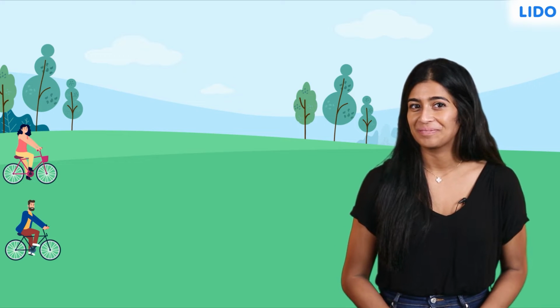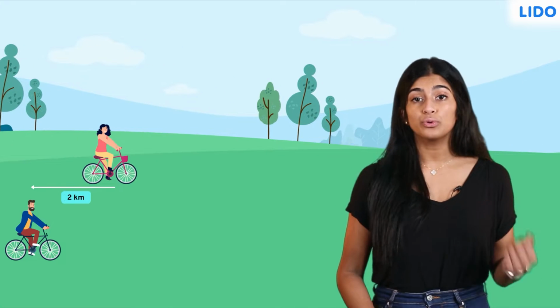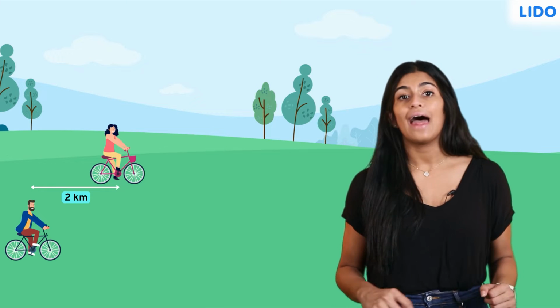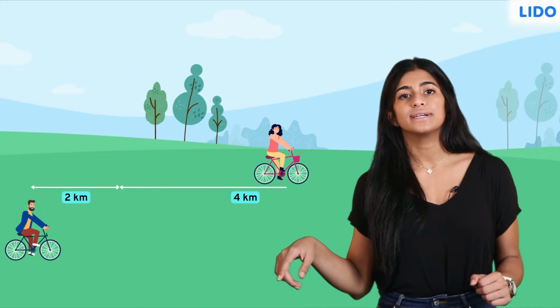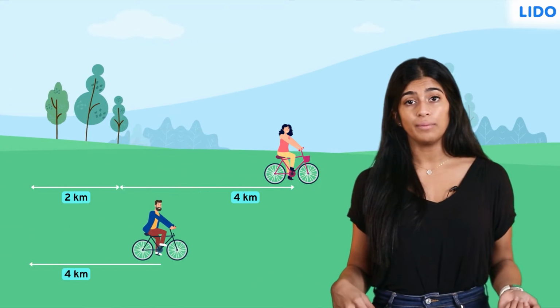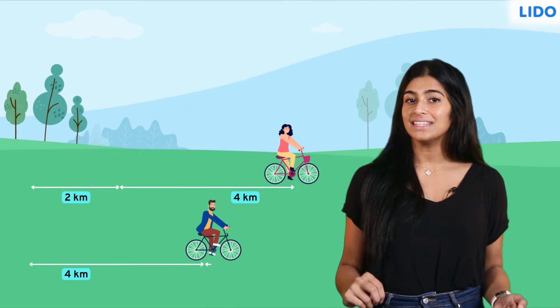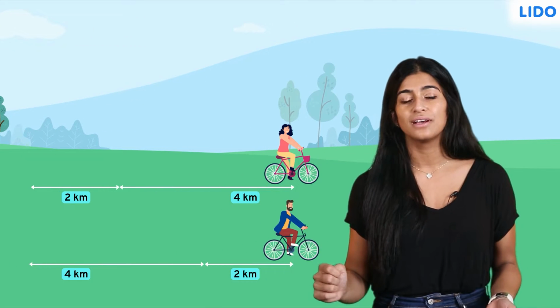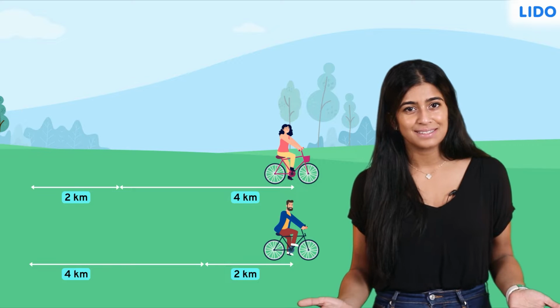Hey kids, it's such pleasant weather outside and Diya and Raj are going for a cycling expedition. Diya cycles for 2 kilometers and takes a break and then cycles for 4 more kilometers. Raj cycles for 4 kilometers, takes a break and then cycles for 2 more kilometers. Who cycled the longer distance?